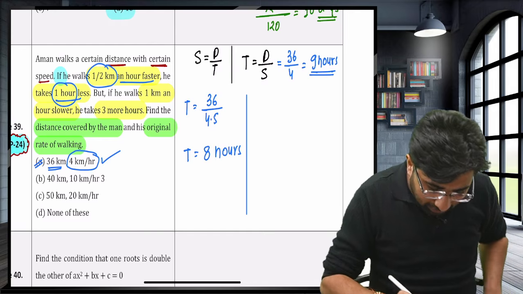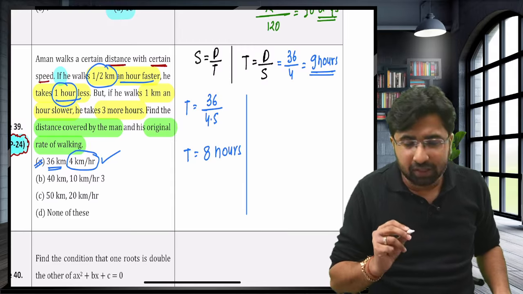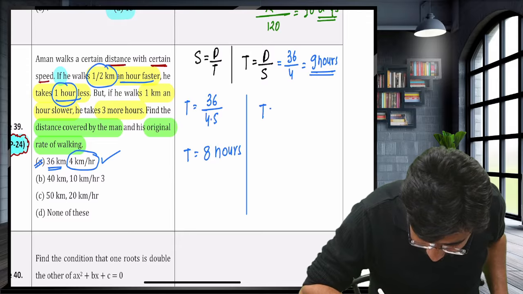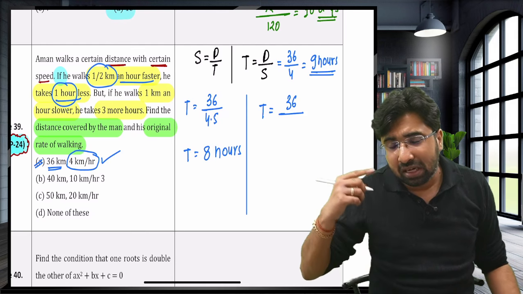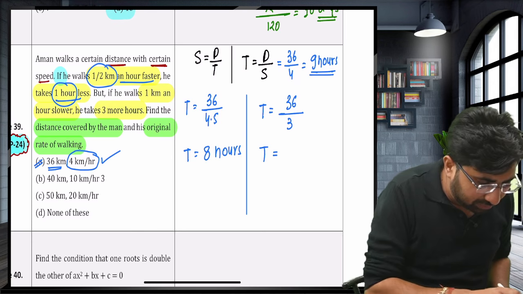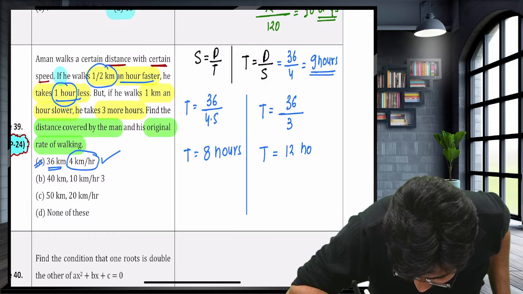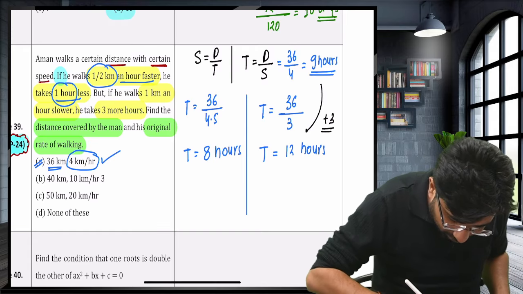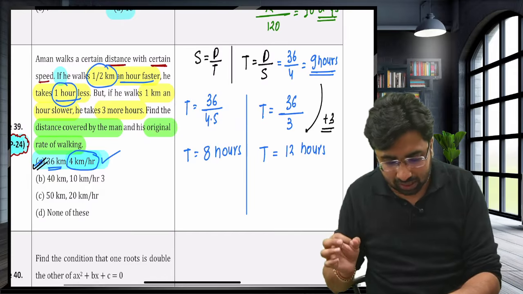Now another condition: if he walks 1 kilometer slower, if he decreases the speed, not increases, he will take 3 hours more. Let's check, distance 36. If he slows the speed by 1 kilometer, if he travels at 3 kilometer per hour, he will take 3 hours more. 36 divided by 3, Aman sir, 12 hours. Yes, he is taking here 3 hours extra. This option justifies the demands of the question. So this option is correct. Rest all the options are wrong.